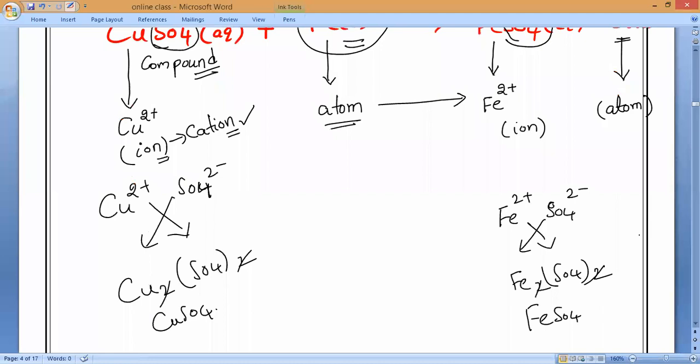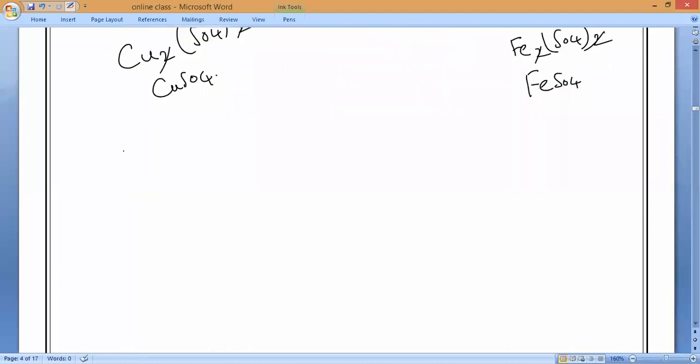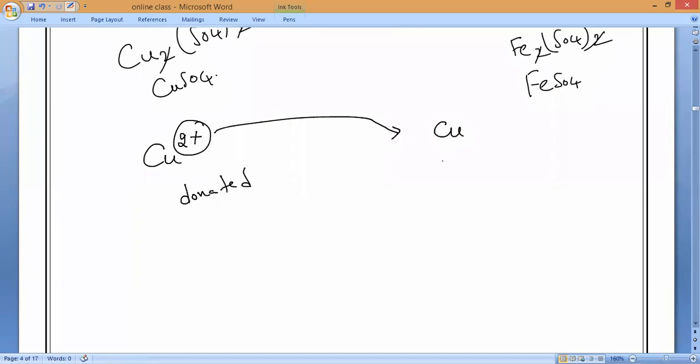So copper ion and copper atom: what is the difference between copper ion and copper atom? Copper ion has lost 2 electrons. For the copper ion to turn into a copper atom, it gains 2 electrons. So based upon this, we can write the equation.